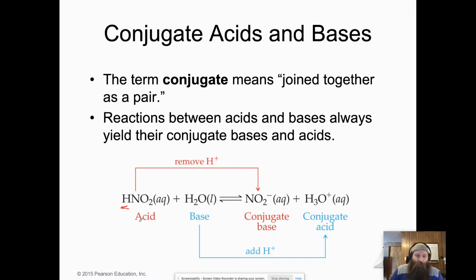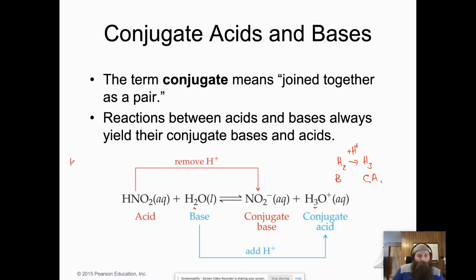It starts with my H, and this is HNO2. And in this case, water is acting as a base because it's going from H2O to H3O plus. So H2O to H3O plus means I have to add an H plus. And so this over here is now my new conjugate acid, and the thing that made it is the base.